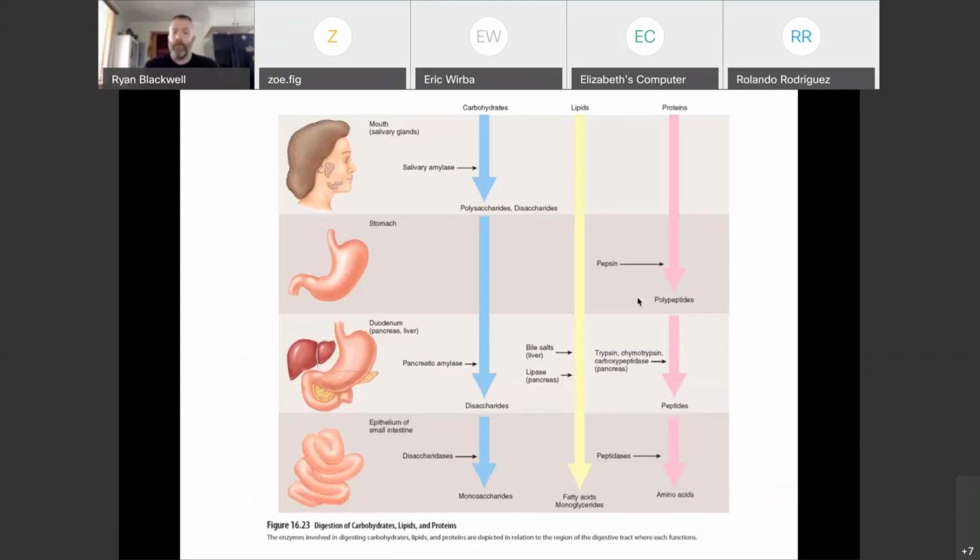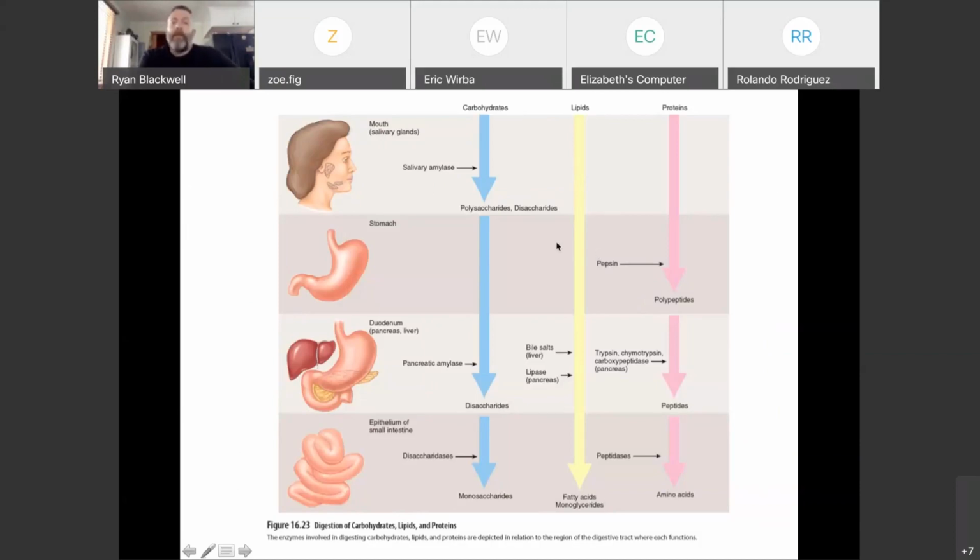Can you mention again? You said that there are some things that are missing here, and I didn't catch that. Sure. So can you see my cursor moving? Yes. So right here, salivary glands produce salivary amylase. They also produce salivary lipase, which breaks down lipids. Fats.